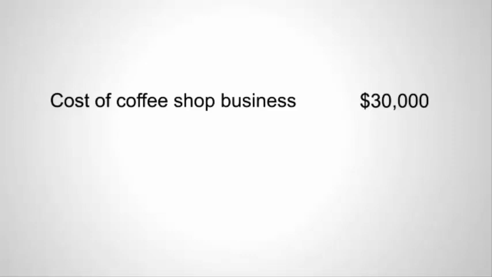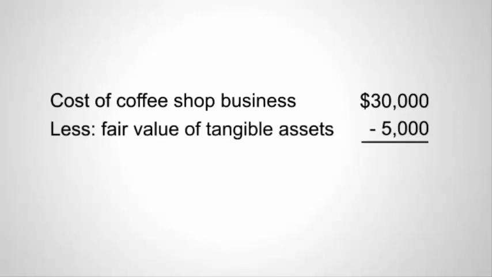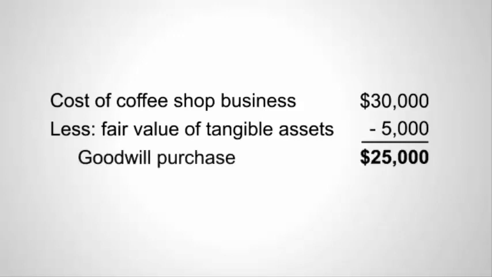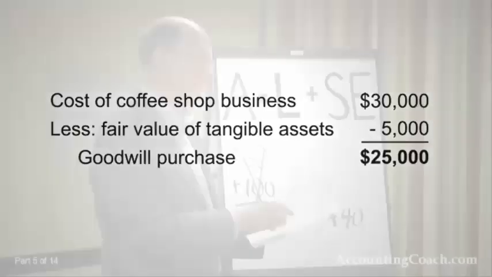And I look at those tangible assets I bought, the used counter, the used cash register, the used everything, and I'd say $5,000 maybe is the value. So I assign $5,000 to all those pieces of equipment and then later depreciate those. And the difference between the $5,000 of fair value for those tangible assets and the $30,000 I paid, that difference of $25,000 is called goodwill. And I put that goodwill on my balance sheet.